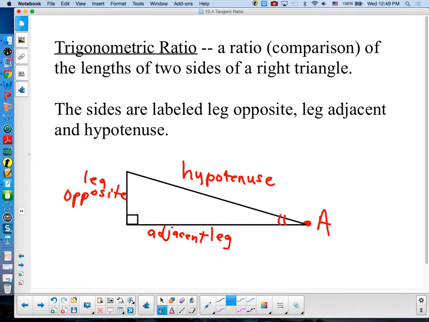If I change my focus, if I say, okay, I don't want angle A, I want angle B. Is this still the hypotenuse? Yes, it's still across from the right angle. Okay. Is this still the opposite leg? Now, in relation to angle B, this one is adjacent. And this one is opposite. So opposite and adjacent will change terms depending upon which angle you're focusing on.